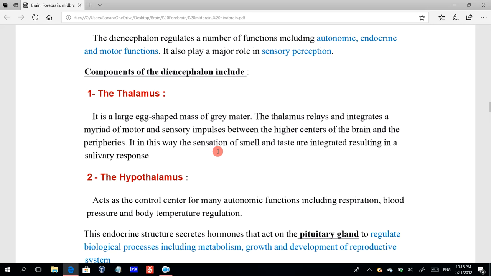The cortex will process these smell and taste impulses, and it will give an order after taking this sensation to the salivary glands. So the salivary glands will increase their secretion, to increase the saliva. All these things pass through the thalamus to the higher centers and from the higher centers to the target, as in our example, the salivary glands, so it will cause salivation.